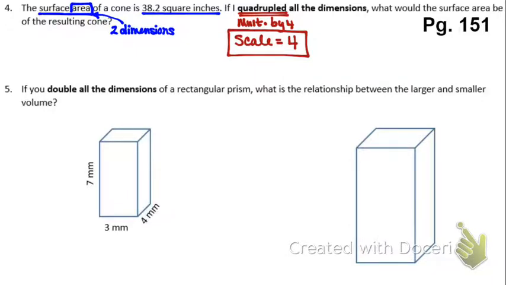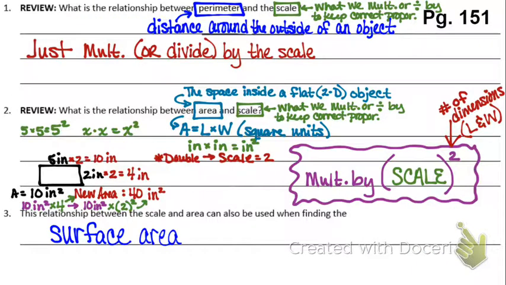Go back and look at what we said. What's the relationship between area and scale? It's got a big purple squiggly box around it. What's the relationship between area and scale? Multiply by the scale squared, because the scale is going to change the length and it's going to change the width.